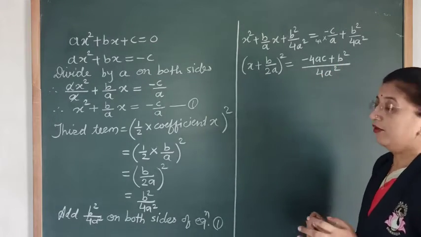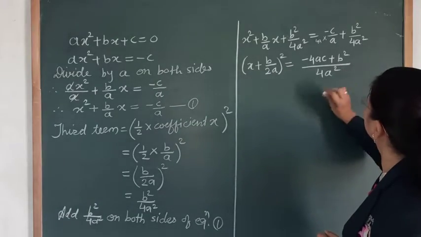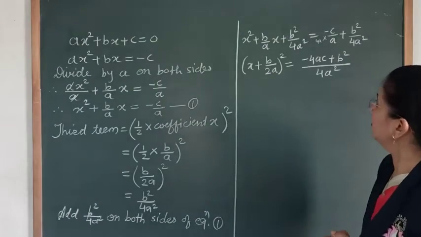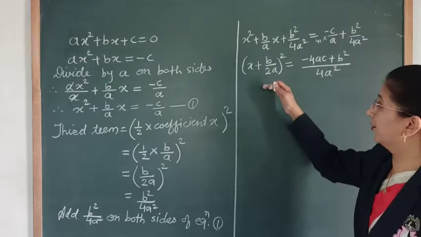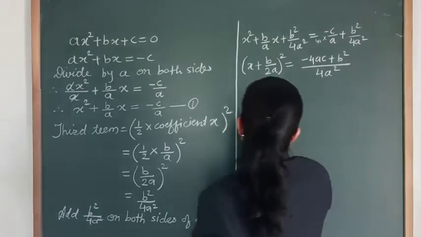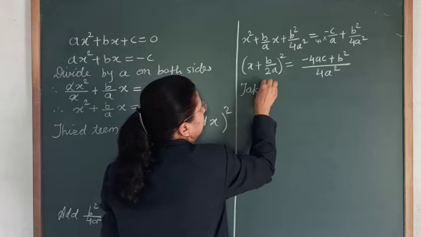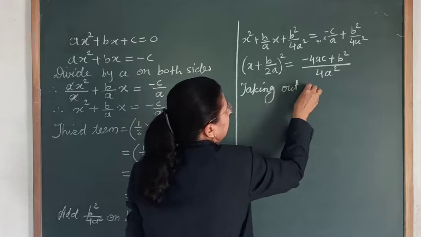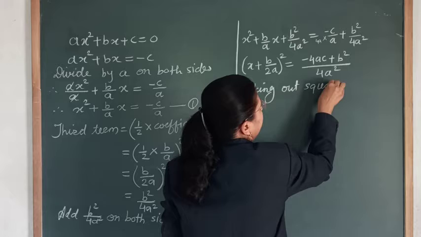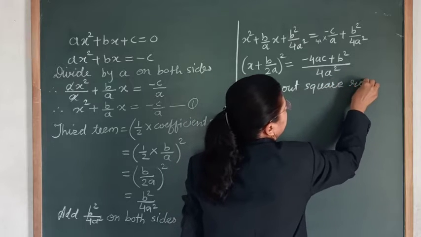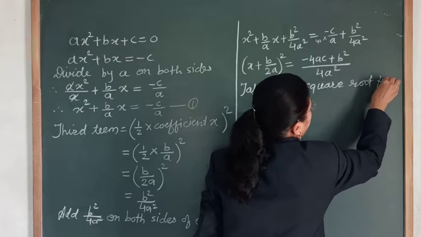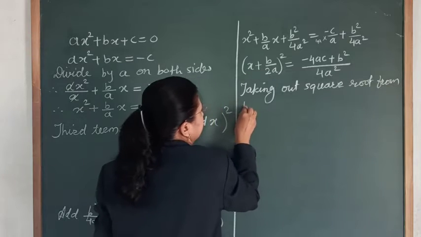Now here we have to take out the square root from both the sides. So here we will say, taking out square root from both sides.